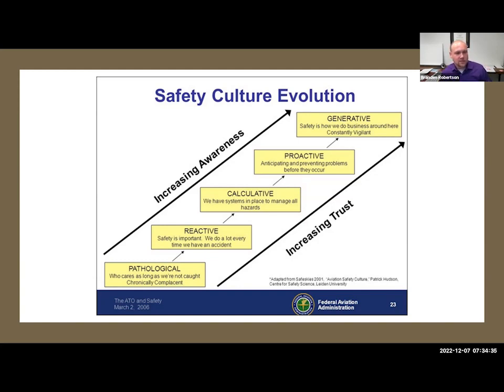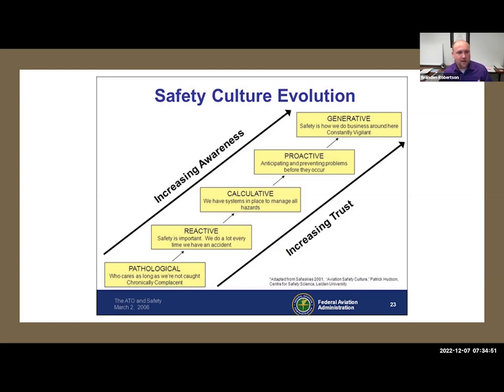So this is from the FAA. There's this increasing of awareness, increasing of trust. You have this "who cares as long as we're not caught doing it." There's people out there like that. I think fortunately for us in healthcare, most people are here because they want to be here.